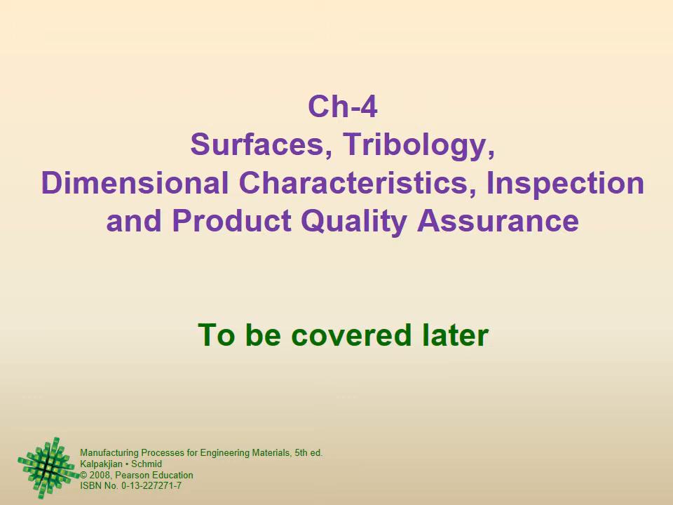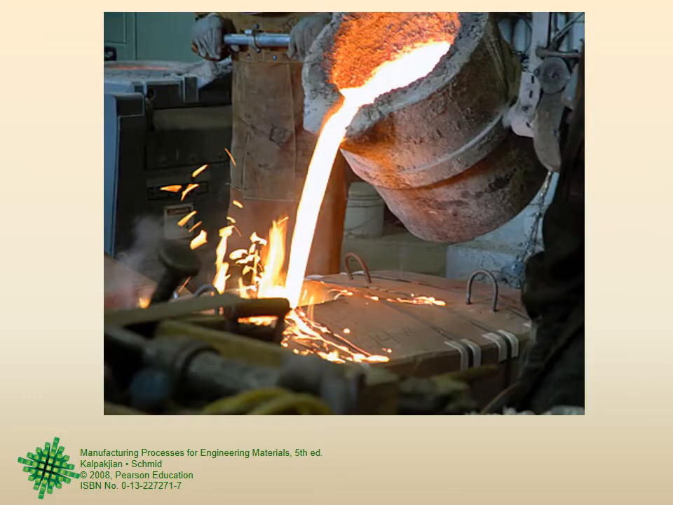Chapter 1 was introduction, chapter 2 and 3 are about material properties and so on, which is covered in an earlier course. Chapter 4 is on surfaces and quality control, which we will cover later. So now, with this background information, let us go into chapter 5, which is metal casting of metals.